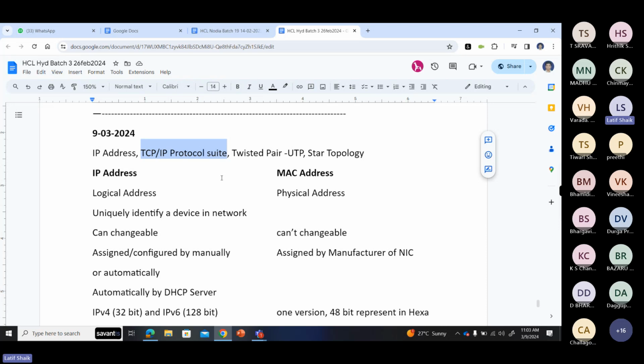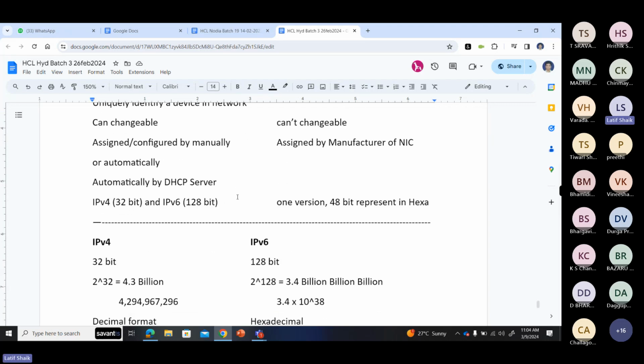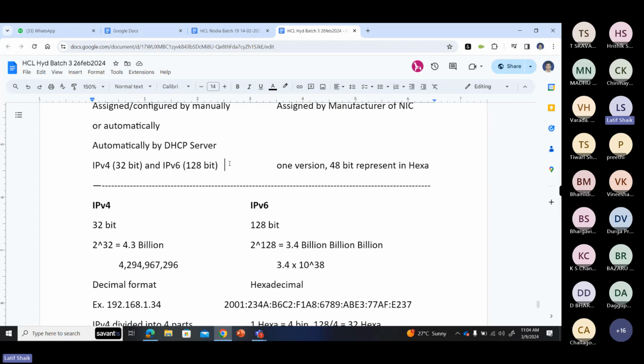IP addresses and MAC addresses. What is this? An IP address is a logical address; a MAC address is a physical address. An IP address uniquely identifies a device in the network. A MAC address is a physical or hardware address, and it is unique. An IP address can change, because we assign it manually or it is assigned automatically by a DHCP server. A MAC address is assigned to the NIC by its manufacturer.